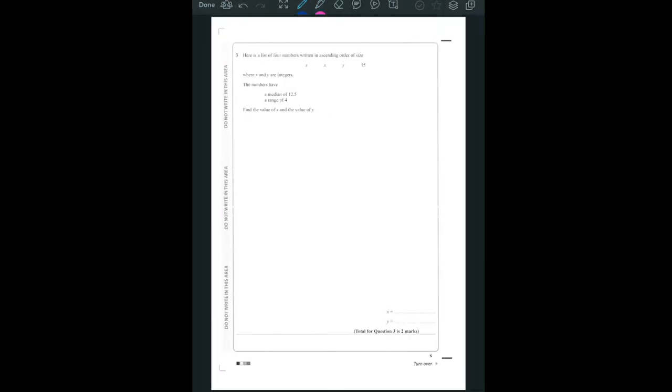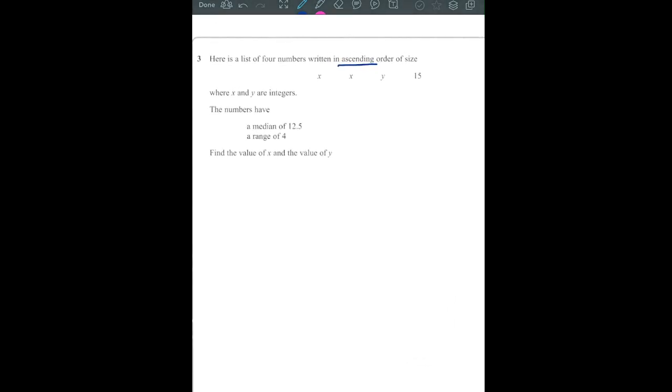And question 3. Here's a list of 4 numbers written in ascending order. So that's actually quite important. So x is smaller than y in particular. x and y are integers. The numbers have a median of 12.5. So that means the middle here is 12.5. Well, that's a bit awkward. Maybe I don't need to set up an equation yet and the other statement will help me. I could set up an equation, but being question 3, I don't think I should.